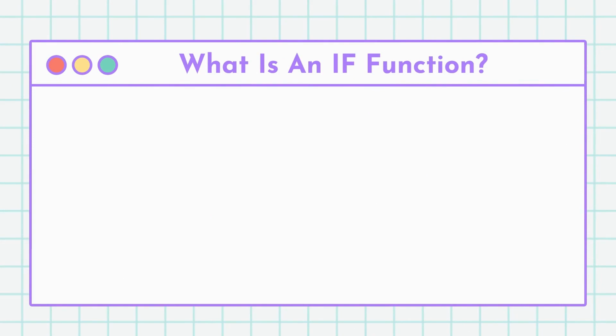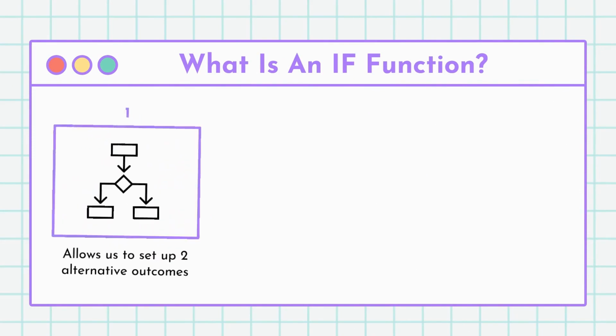So first off, what is an if function? The if function allows us to set up two alternative outcomes depending on a condition. In order to use the if function, you need to have a basic understanding of how functions work and recall how to start a function.